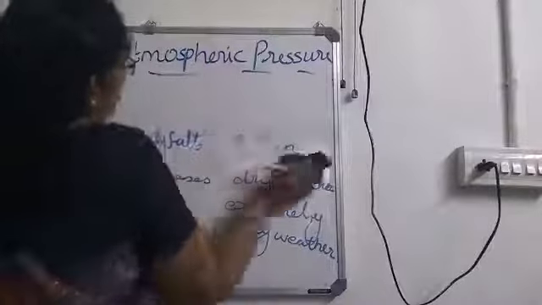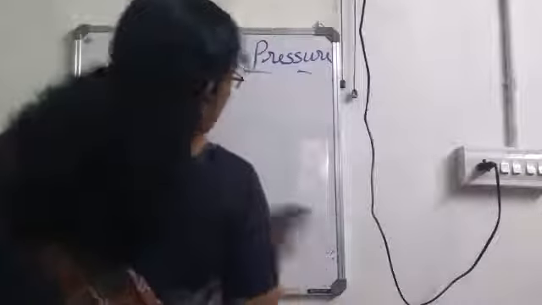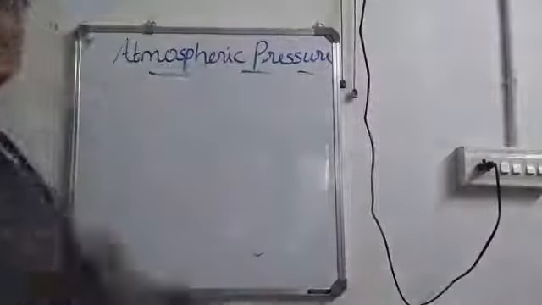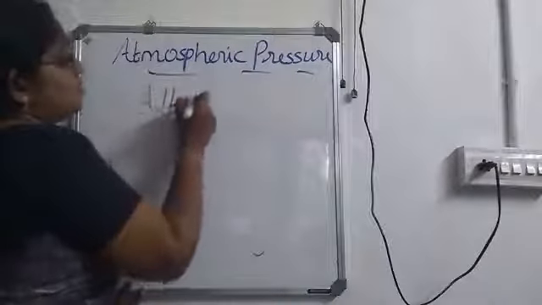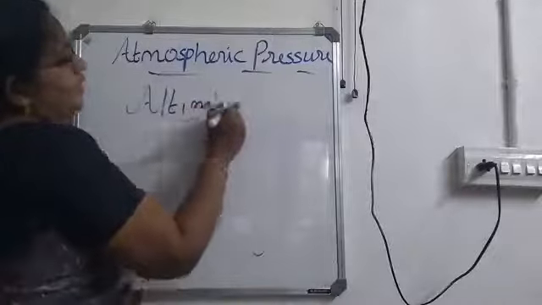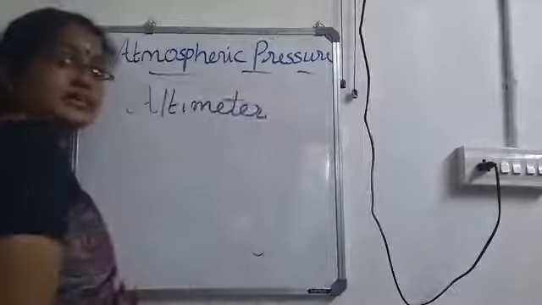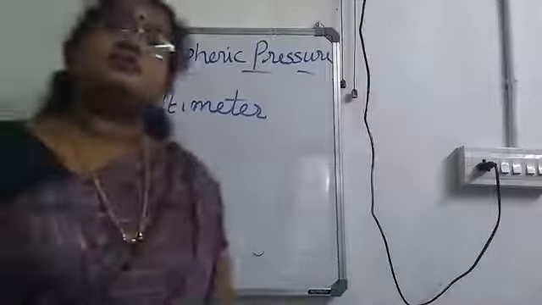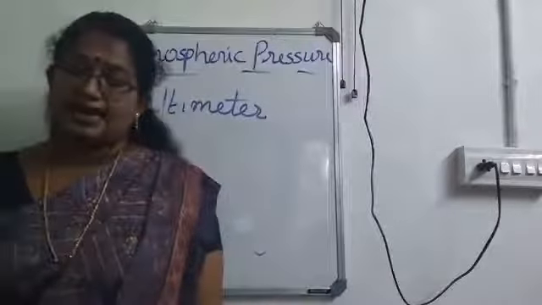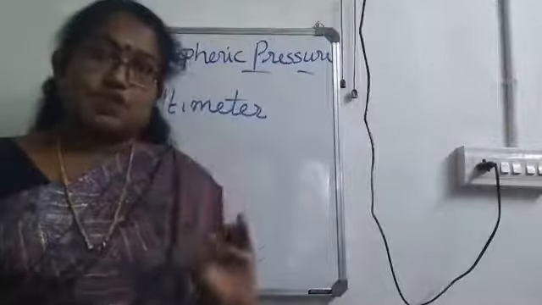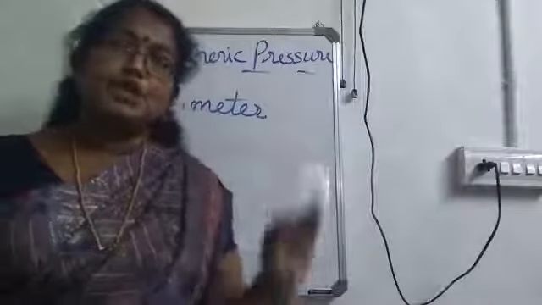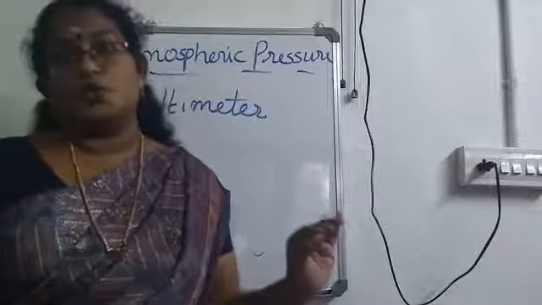Then the last one is about an altimeter. Do you know what is an altimeter? Altitude is height. Altimeter is an instrument which is used in order to measure the height. Okay. Altimeter is used in order to measure the height. So depending upon the atmospheric pressure or using a barometer, you can measure altitude also.